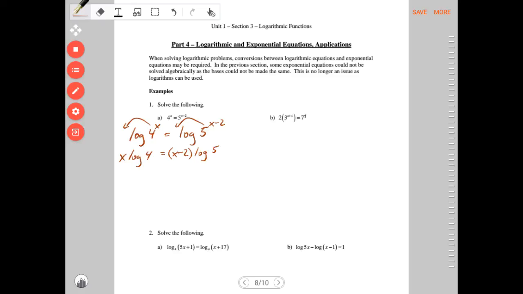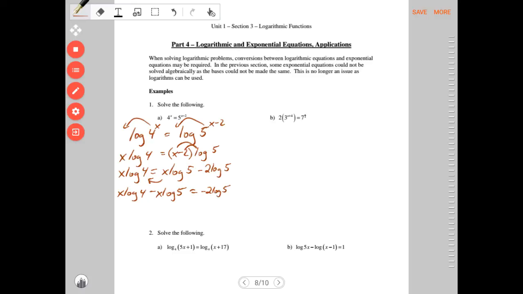Now remember, we want to try and get the x's onto one side of the equation. That's how algebra works, right? So this log 5 is just a number, so that can distribute to both of those pieces. So we get x log 4 equals x log 5 minus 2 log 5. Okay, so now we're going to want to move this log over. So we go x log 4 minus x log 5 equals negative 2 log 5.